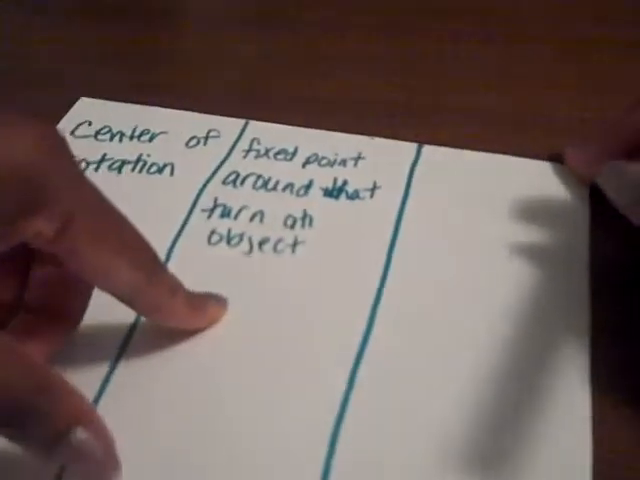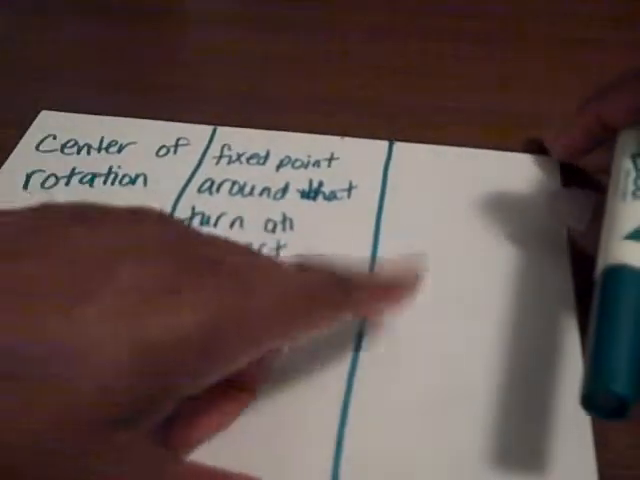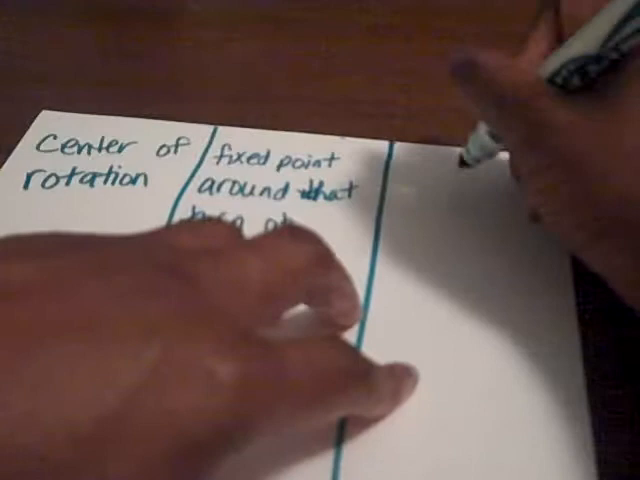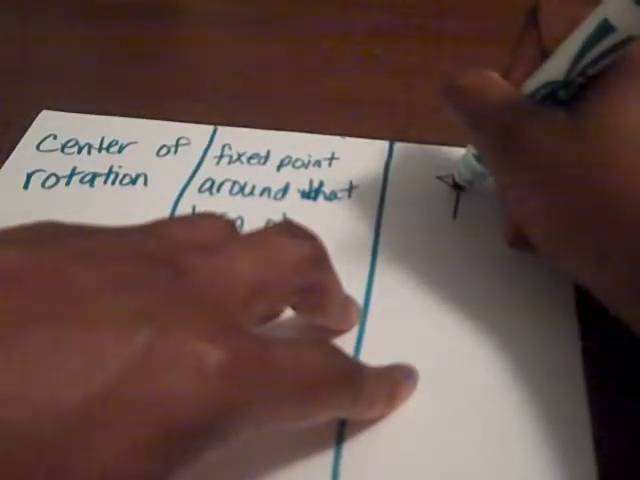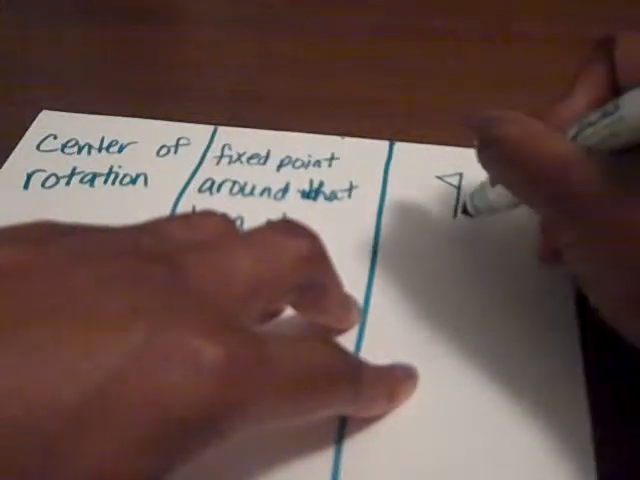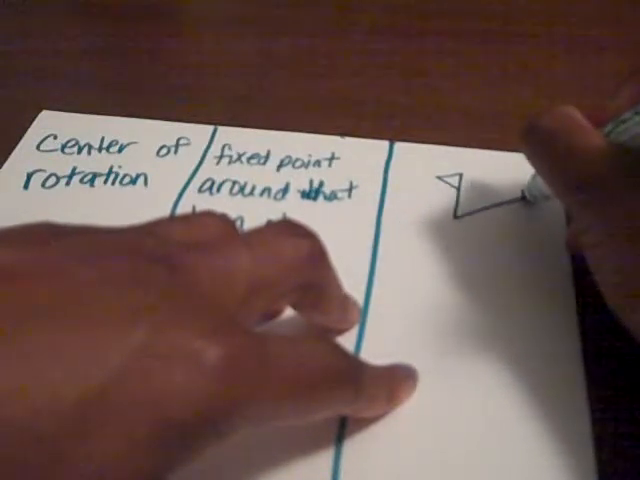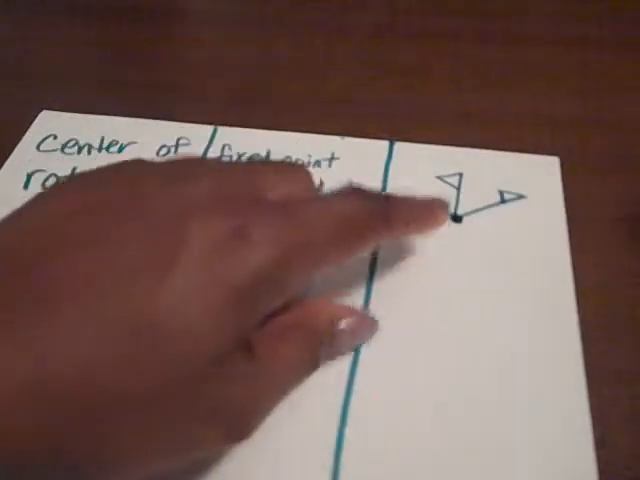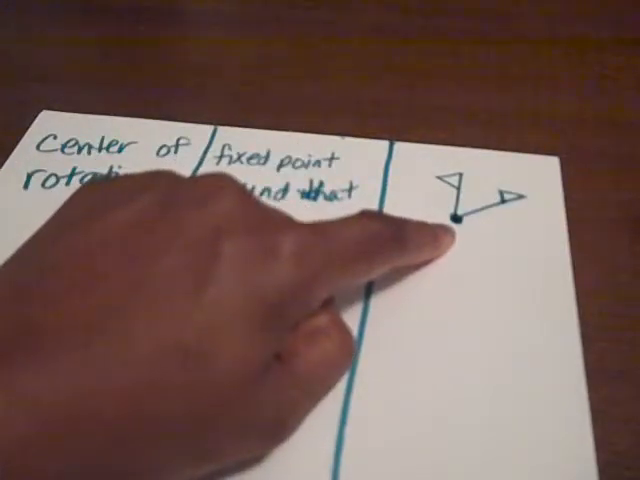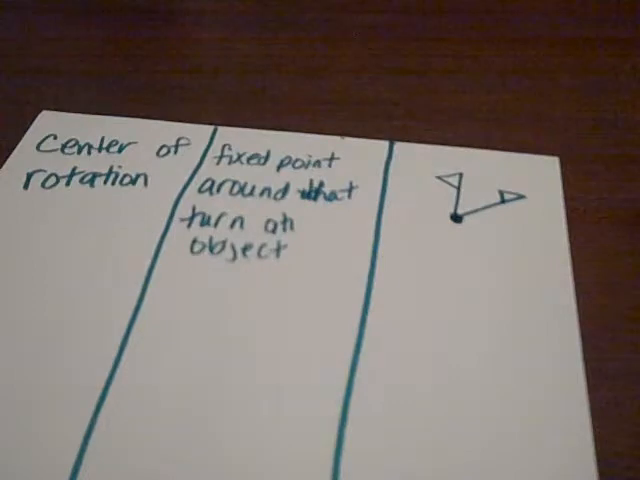Okay, so now let's take a look at a picture. So let's say that I want to take my flag from earlier and I want to rotate it. Well, this point right here that did not move, that stayed stationary, is going to be my center of rotation.